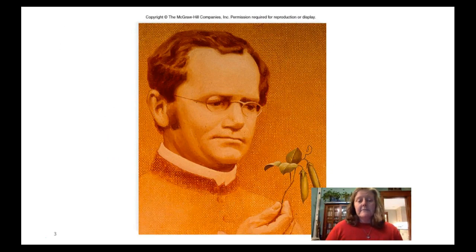Kind of interesting. He was a monk, but prior to that, he was a mathematician and really a statistician. And so he really applied a lot of logical thought to his crosses because he was assigned to the kitchen part of the monastery and he worked in the garden. So he had full access to the pea plants.